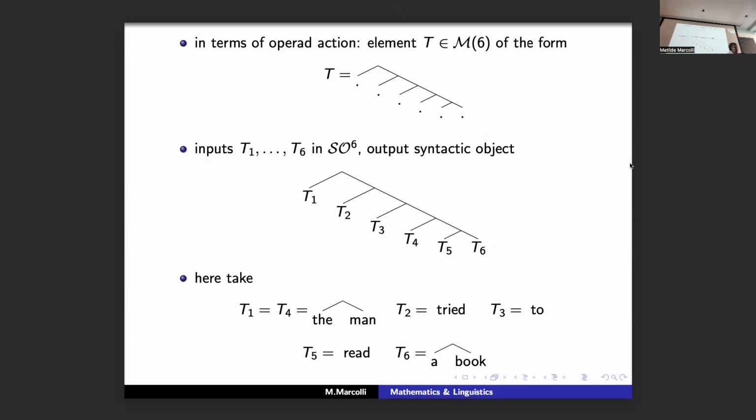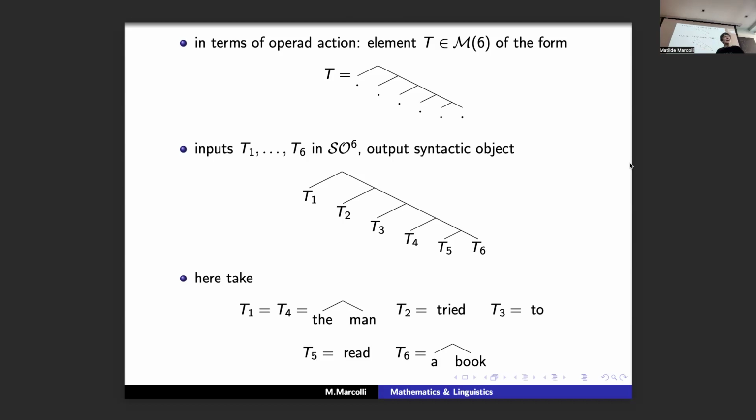So if we think of it in terms of this structure that I just described, we can view it as having one of these elements in this operand that have slots into which you can place things. For example, I start with this, and I plug in these syntactic objects in these different slots, plugging in this syntactic object both here and here.